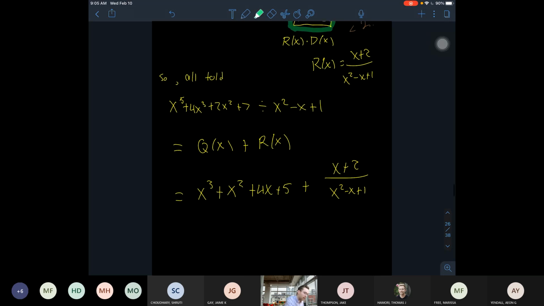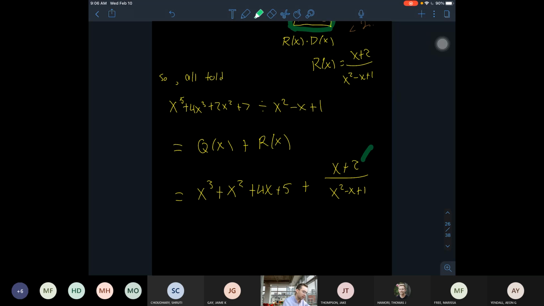Okay? I write it like this because this was the last thing that I couldn't divide x squared minus x plus 1 out of x plus 2. So it's kind of the last thing there that I just couldn't actually divide out. So I just keep it as a rational expression.